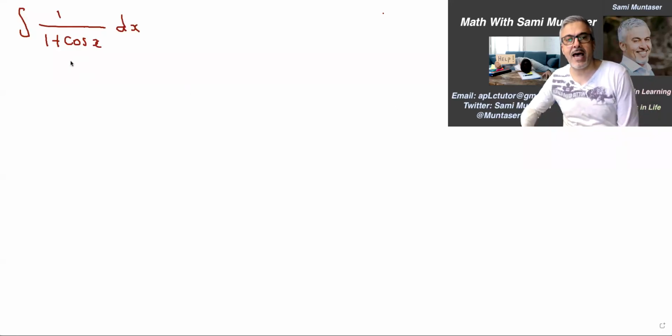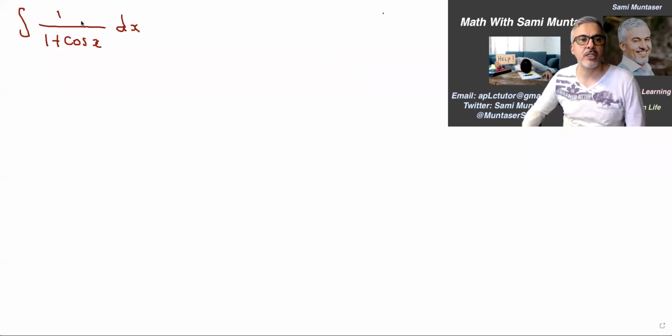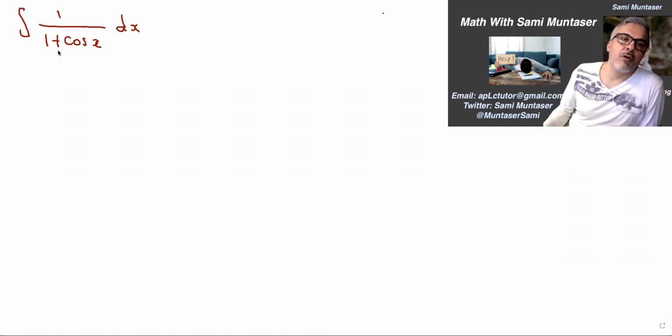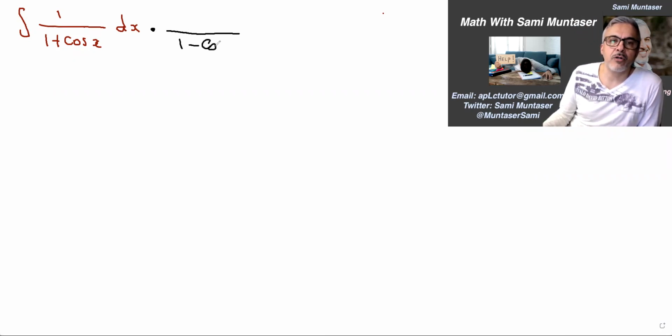Here is, as I promised, a question that involves the conjugate again, and it's basically integrating 1 over 1 plus cos x. I think the best way to go about this is to multiply by the conjugate, so you multiply the bottom by 1 minus cos x. That's the conjugate of 1 plus cos x, and you do the same thing to the top.